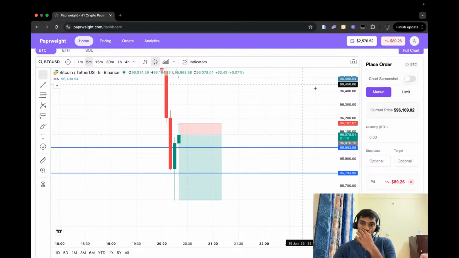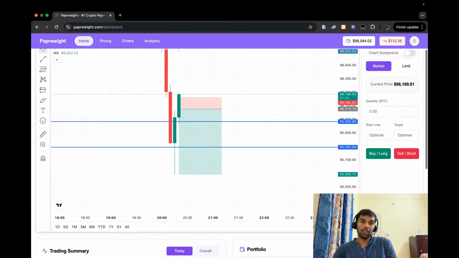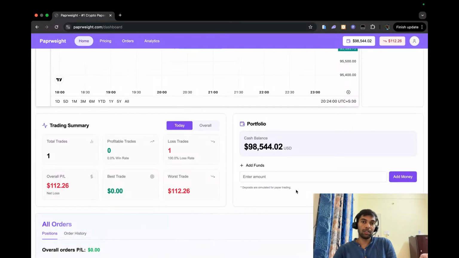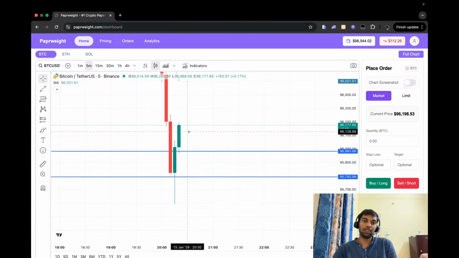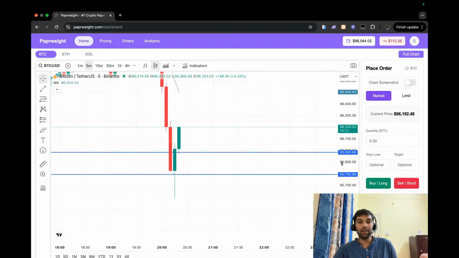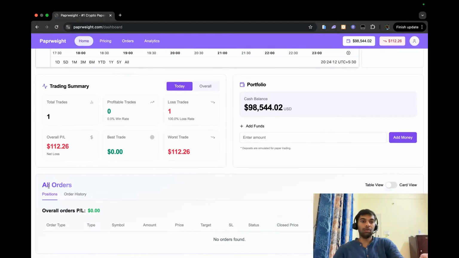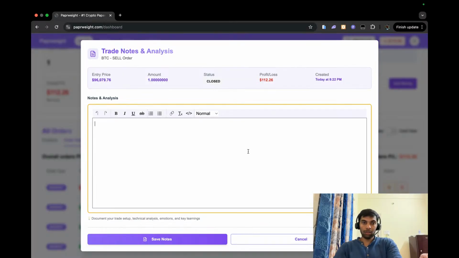Okay, so we are approaching the stop loss, and I punched my trade out, squared off my position at $112, because the strength of this candle is in the up direction, and that made our entry a bit early. So let me write down the notes.